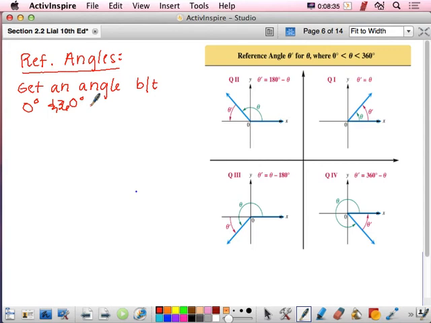Then it depends on your quadrant. If you're in quadrant 1, your reference angle will always equal that angle. If you look at it and you go, what's the reference angle for 22 degrees? It's 22 degrees. So if it's in quadrant 1, it's its own reference angle. If it's in quadrant 2, the nearest x-axis is going to be 180 degrees. And 180 degrees is going to be bigger than that angle. So you'll say 180 minus theta.